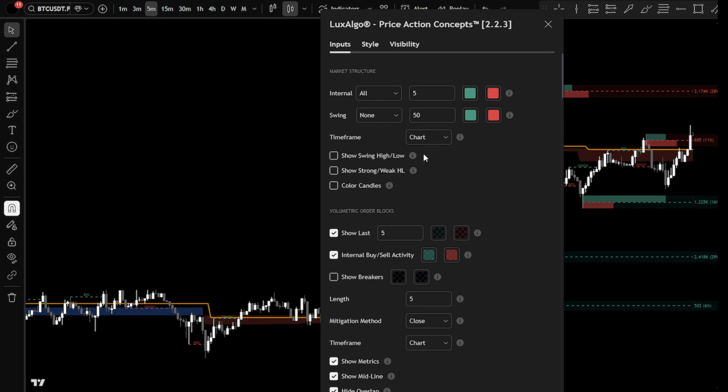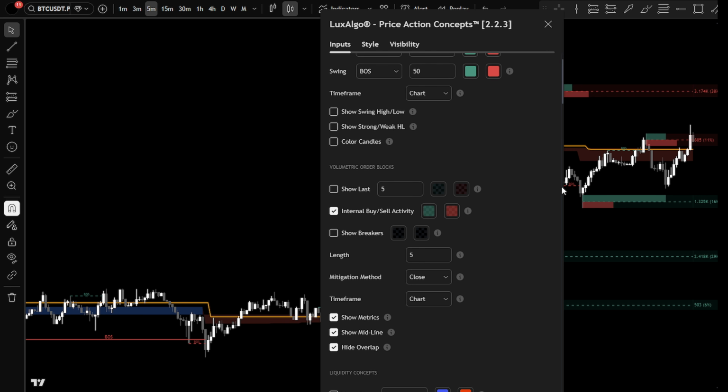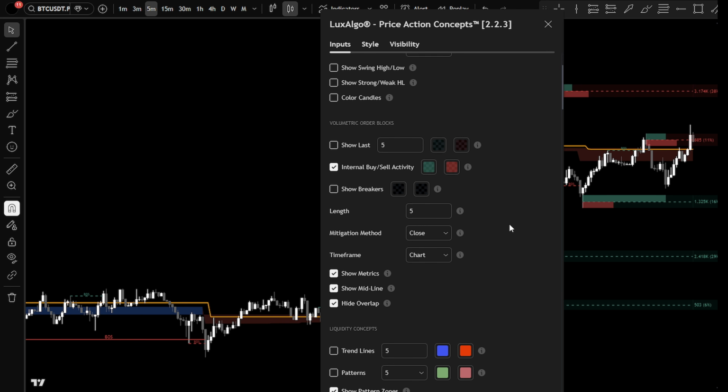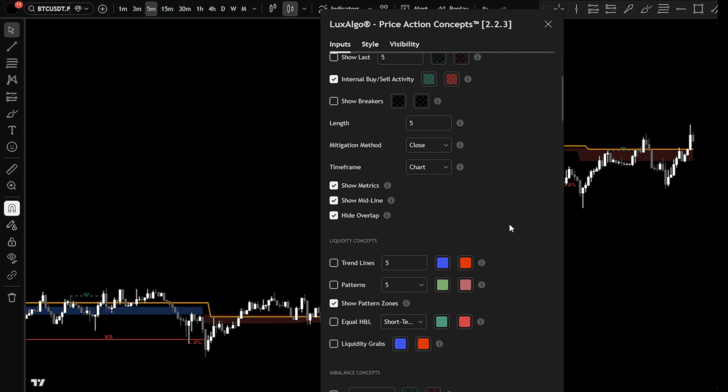For market structure internal, set it to BOS with a value of 5. For market structure swing, also set it to BOS but with a value of 50. This allows us to clearly identify internal structure breaks as well as higher time frame structure shifts. Make sure volumetric order blocks are disabled, since they are not part of this strategy. We are not changing any colors or styles here either.